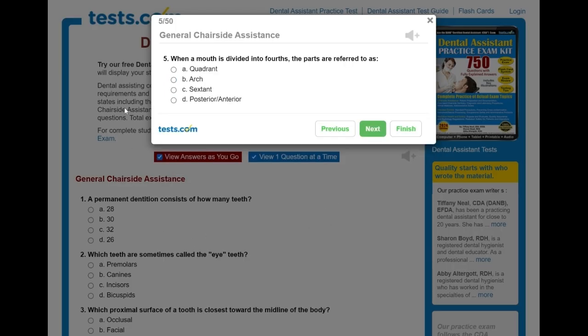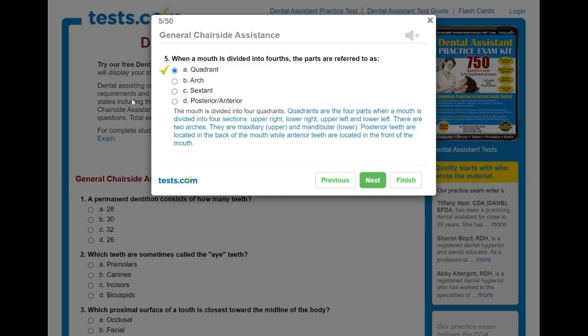Question 5. When a mouth is divided into fourths, the parts are referred to as A. Quadrant, B. Arch, C. Sextant, D. Posterior, anterior. A. Quadrant. The mouth is divided into 4 quadrants. Quadrants are the 4 parts when a mouth is divided into 4 sections: upper right, upper left, lower right, and lower left. There are 2 arches. They are maxillary, upper, and mandibular, lower. Posterior teeth are located in the back of the mouth, while anterior teeth are located in the front of the mouth.